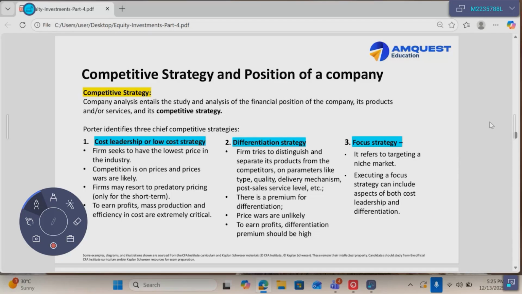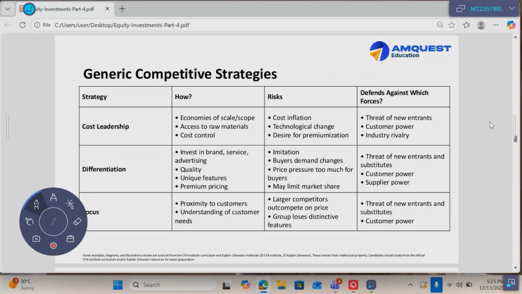Focus strategy, where the particular company wants to excel. It refers to targeting a niche market. Executing a focus strategy can include aspects of both cost leadership as well as differentiation. So we have been given a table in which everything is explained. Even if something is required, I'll cover only that. Otherwise, all this is pretty obvious.